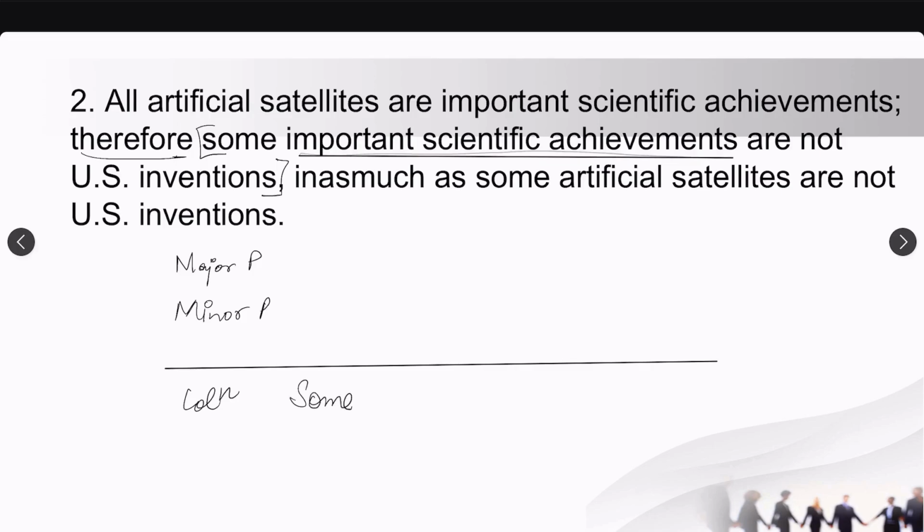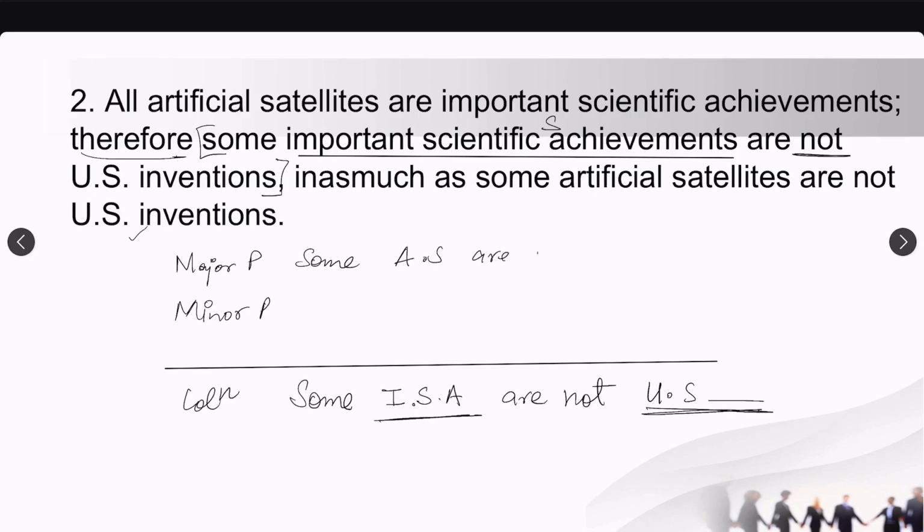Some important scientific achievements, this is your subject. So I'm just writing important scientific achievements are, and then not, and then U.S. inventions. So here this is your subject and this, US invention, is your predicate. Now let's look for the US invention. US invention is here, so this will be your major term. So you'll simply write some artificial satellites are not US inventions.